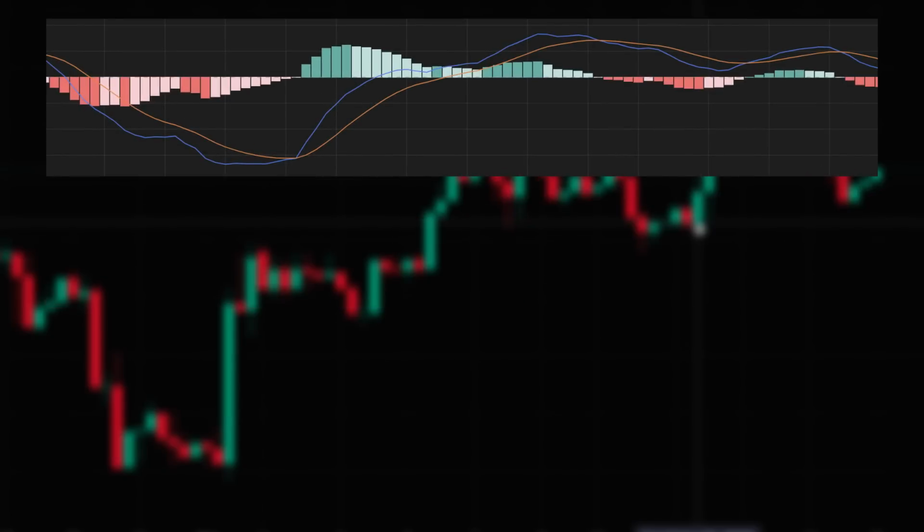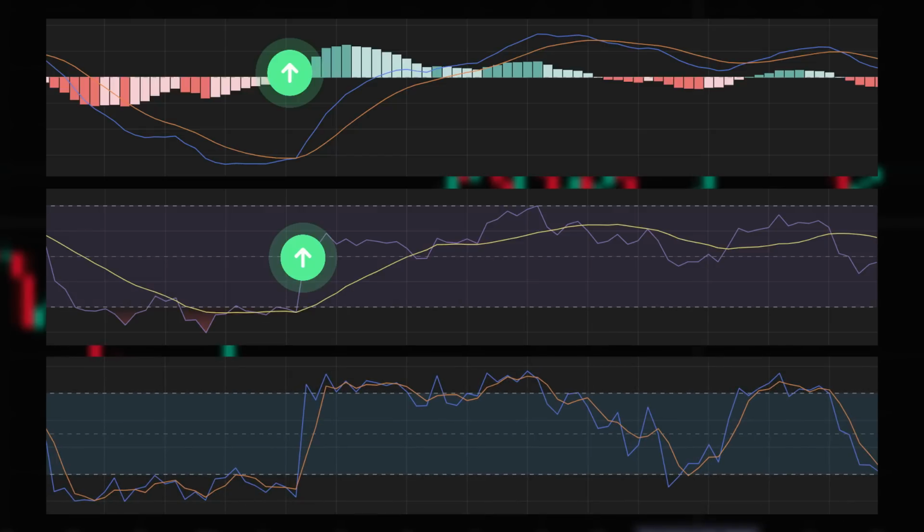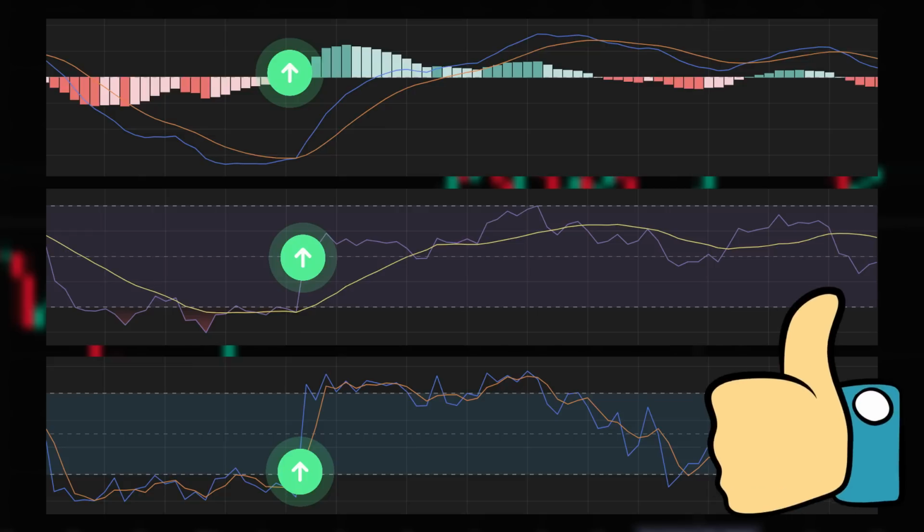For example, MACD histogram crosses above the center line, RSI crosses above the center line, and in stochastic, K% line crosses above the D% line. And when you have three of these conditions, it's a buy signal for you and you enter a trade.